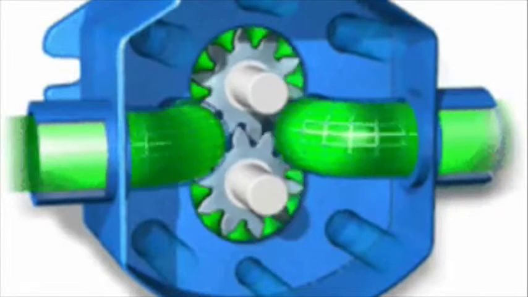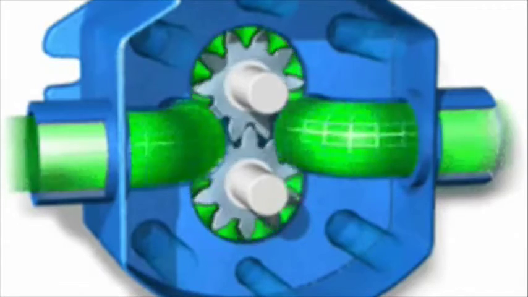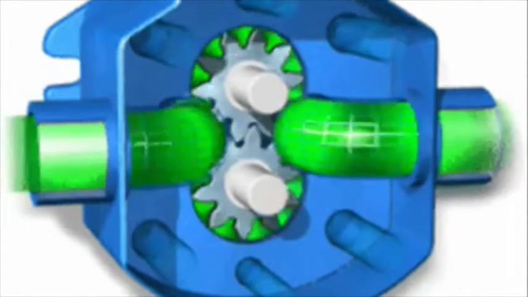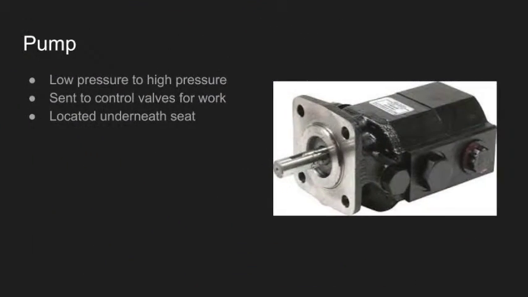The pump in a forklift is used to take low-pressure fluid out of the reservoir tank and transport it into a high-pressure line, where it is sent to the control valve. The hydraulic pump can usually be found underneath the seat of the vehicle.